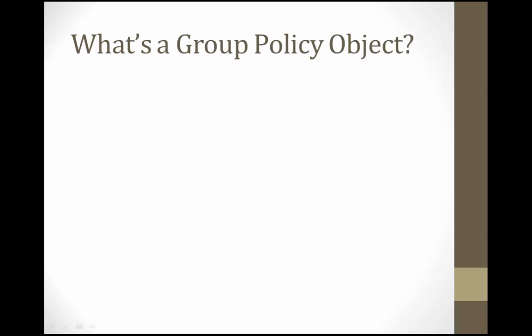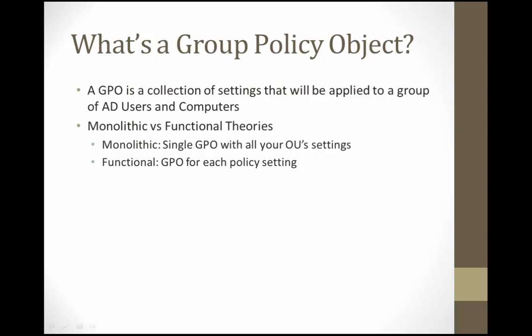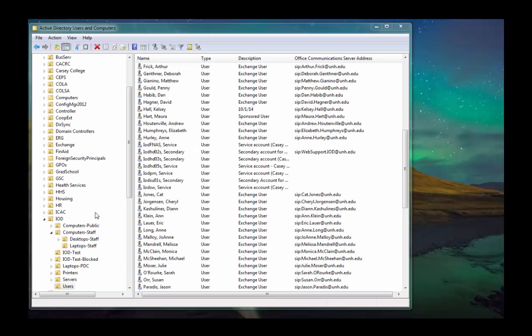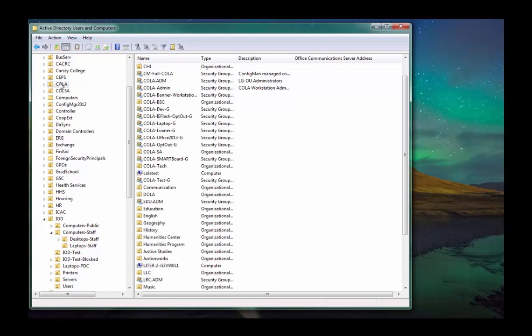So what is a group policy object? It's basically a collection of settings that's going to be applied to a group of AD users and computers. There's two theories when it comes to managing group policy objects, monolithic versus functional. A monolithic approach would be, say I have my COLSA OU or my COLA OU, and I'm just going to manage everything within one group policy object.